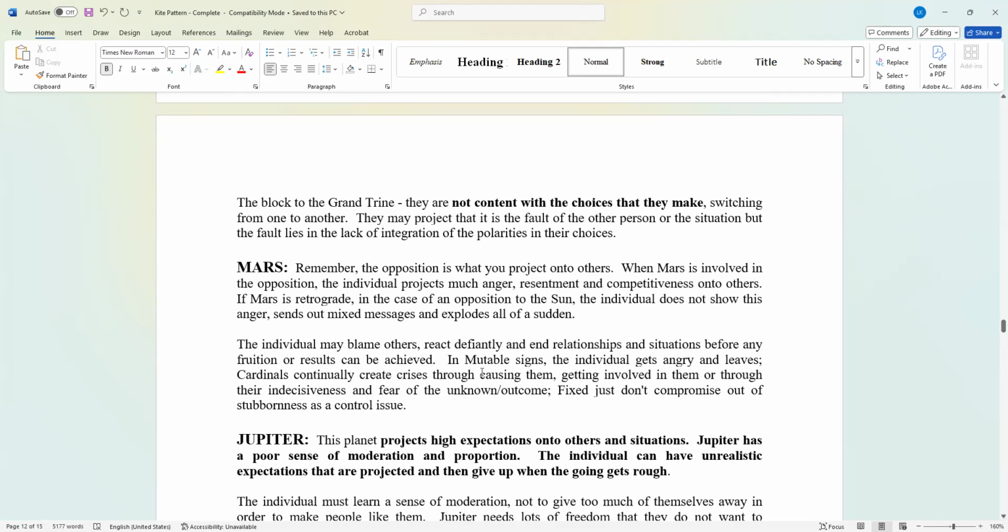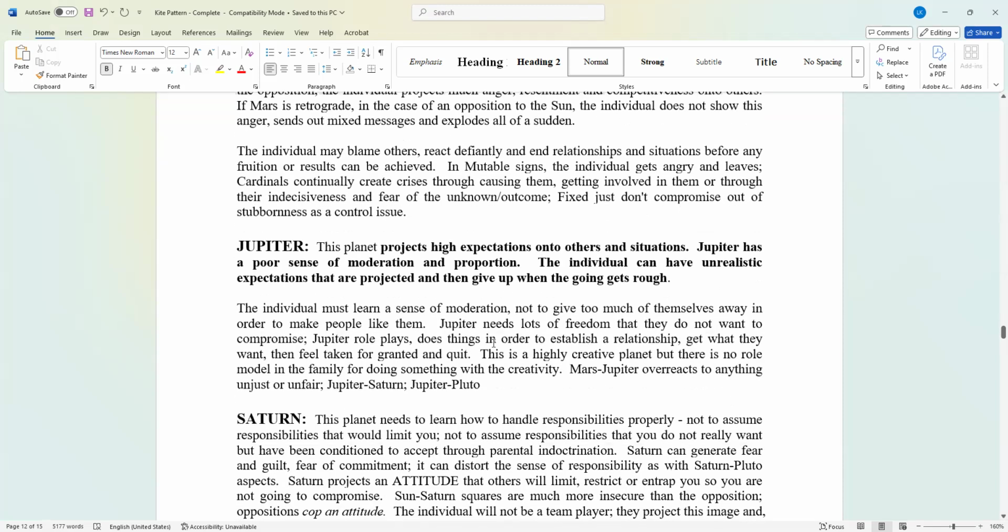Now, if it's in mutable signs, the person gets angry and then leaves. With the mutables, it's avoidance where possible. If that doesn't work, try something else. With cardinals, it creates crises through causing crises, getting involved in crises, or through their own indecisiveness because they're afraid of the outcome. And fixed signs just don't compromise out of a stubbornness as a control issue.